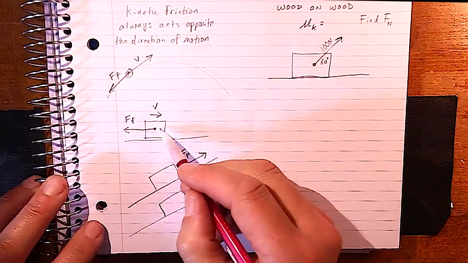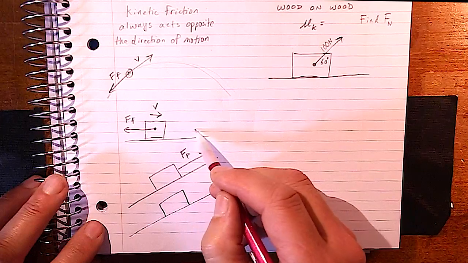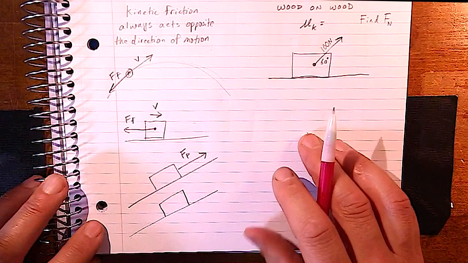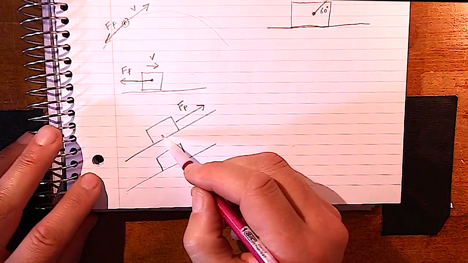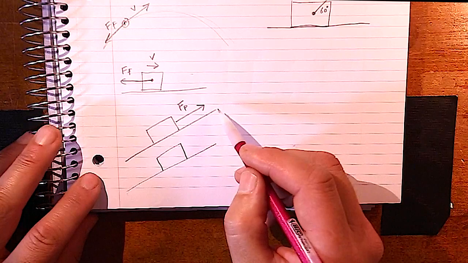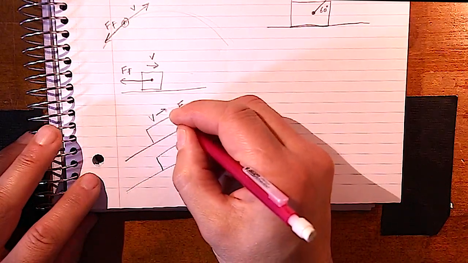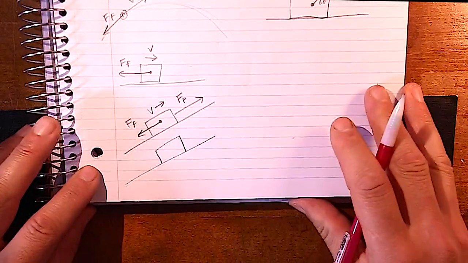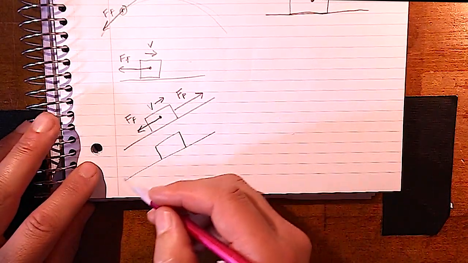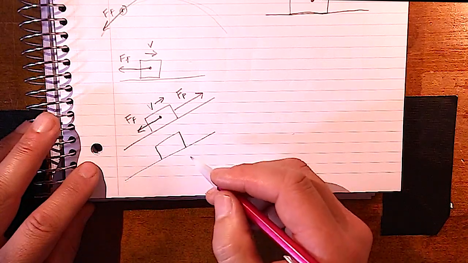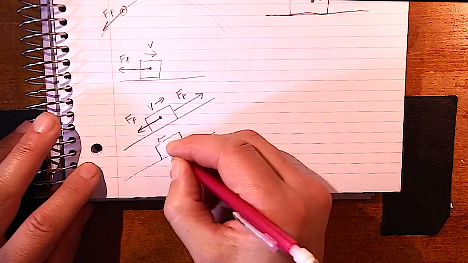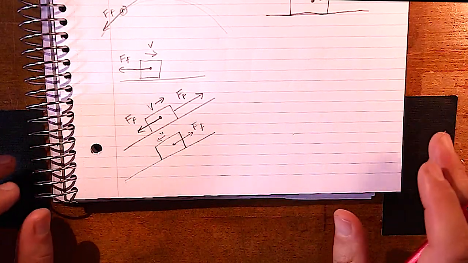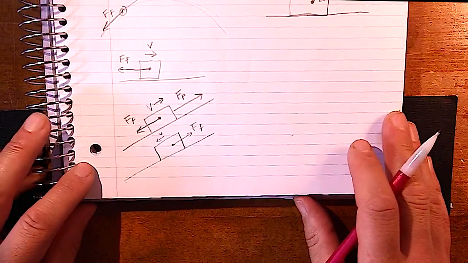What about a block that's sliding across a table? If the block is moving to the right, the friction is moving to the left. What if we dragged a block up a ramp? If the velocity is this way, that's the motion, then the friction is this way. What if we had a block and we just let it slide down a hill? This could be like a sled on a hill. Then the velocity is this way, so the friction is this way. The friction is always opposite the direction of motion when we're dealing with kinetic friction.